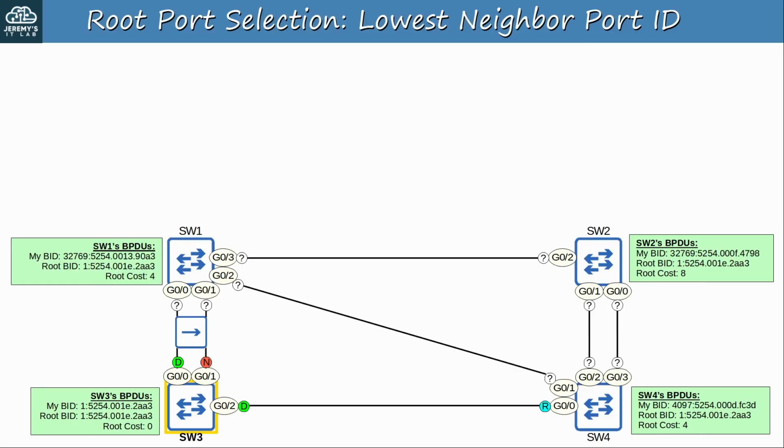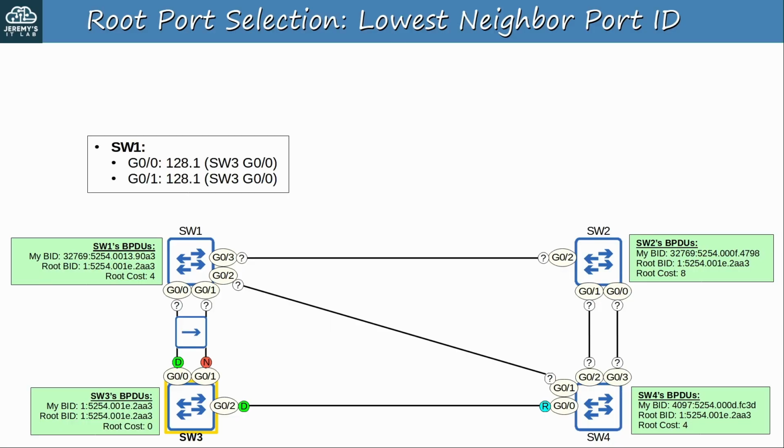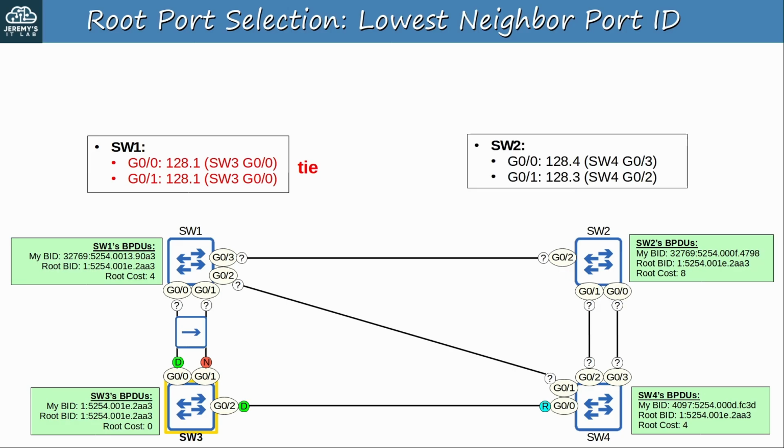Now let's compare neighbor port IDs on switch 1 and switch 2. Switch 1's G00 and G01 ports both receive BPDUs from switch 3 G00, with a port ID of 128.1. So we have a tie. Switch 1 still can't select a root port. As for switch 2, G00 is connected to switch 4 G03, with port ID 128.4, and switch 2 G01 is connected to switch 4 G02, with port ID 128.3. Because G01 is connected to a lower neighbor port ID, switch 2 selects G01 as its root port.